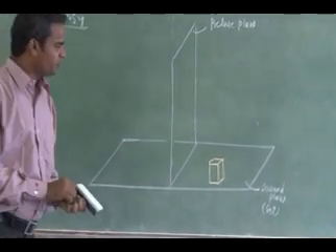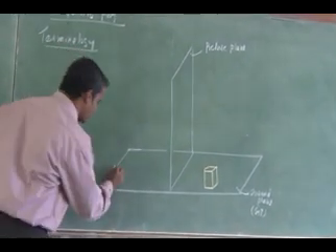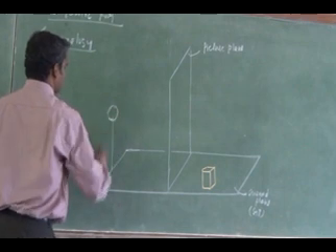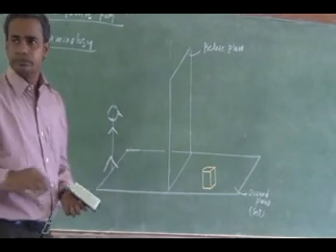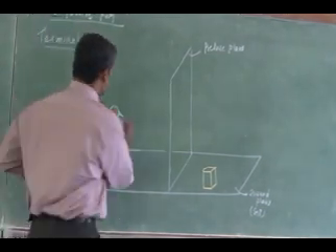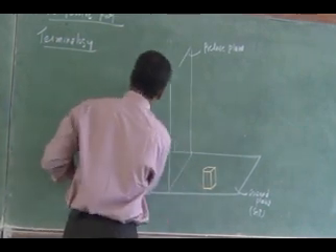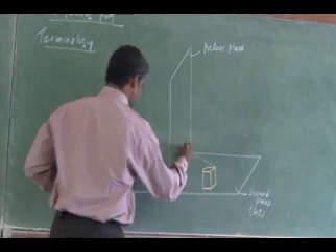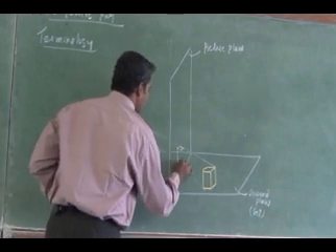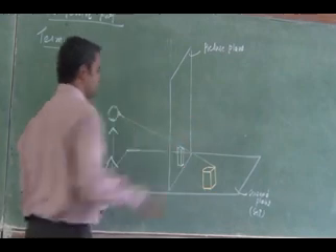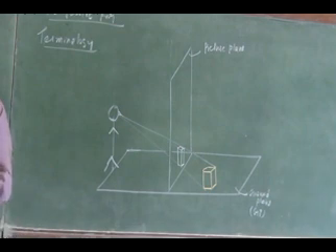Right. Then, apart from this, I will put the object, and the observer will be standing on the ground plane, looking at the object like this, right? So when he is looking, the perspective view of the object is obtained on the picture plane. Right? So clear?